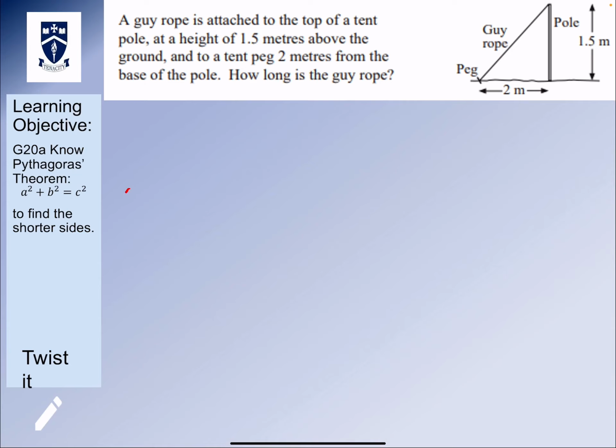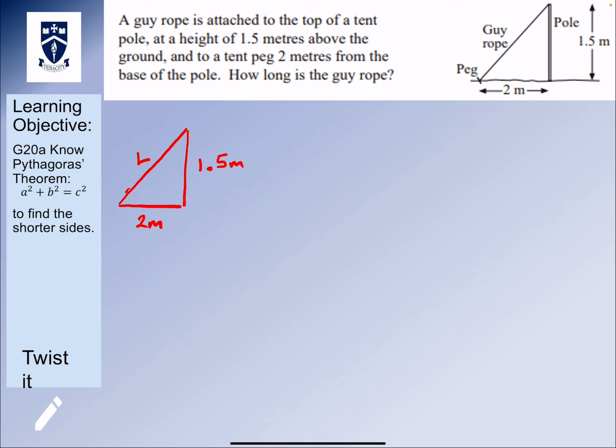So it says in this question, a guy rope is attached to the top of a tent pole. So I've got a guy rope there. There's my rope. And it's at the top of a tent pole there. And it says at a height of 1.5 meters above the ground. And to a tent peg, 2 meters from the base of the pole. So from the base of the pole to the start of the guy rope, it is 2 meters. And it says how long is the guy rope. So this long side there.